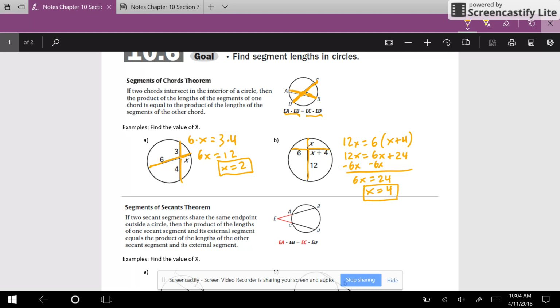That's what we do if we have two chords. For the rest of this sheet, we're dealing with either two secants or a secant and a tangent. So we'll do things a little bit differently with secants.